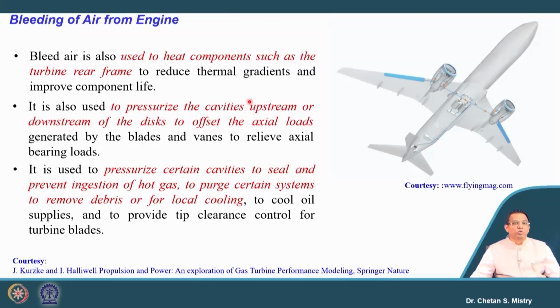This bleed air is also used to heat components such as the rear frame. We will have differential pressure and differential temperature, which is what we call thermal gradient, and in order to avoid that we need to use hot air. Similarly, pressurized cavities upstream and downstream of the disc offset the axial load generated by the blade, as well as vent, and that supports our axial thrust. In order to manage that, the pressurized air is used. In the same way, certain cavities in seals are pressurized to prevent the ingestion of hot gas, to purge certain systems or remove debris, or for local cooling. In order to cool the oil, it is sometimes also used to maintain the tip clearance.